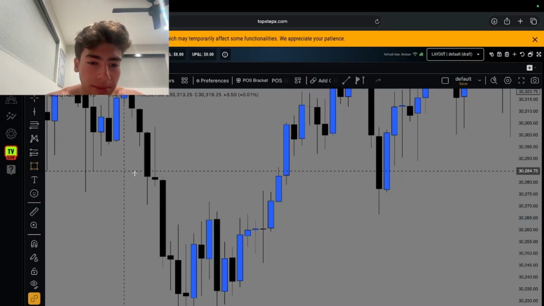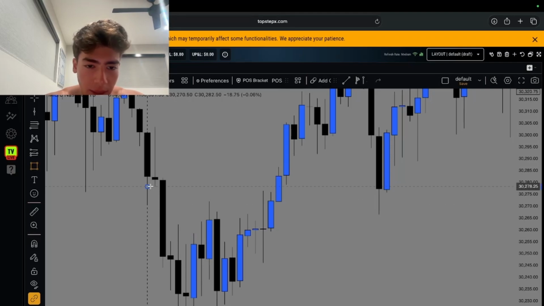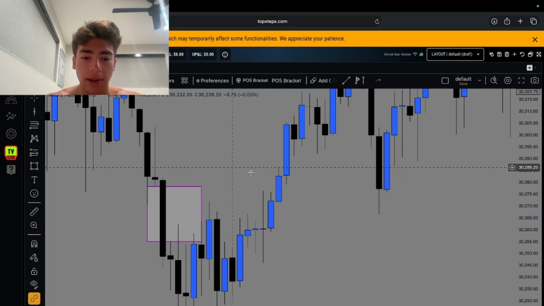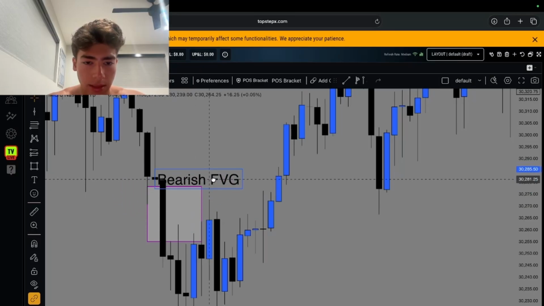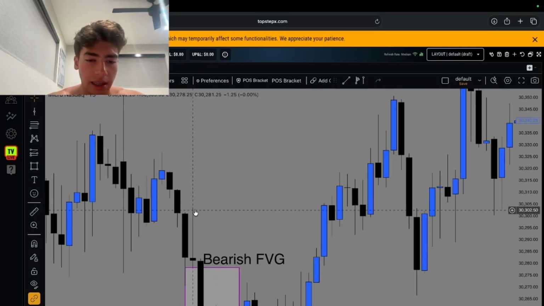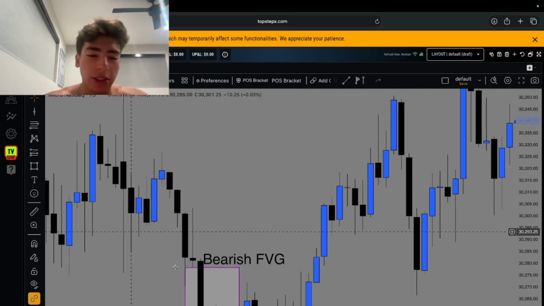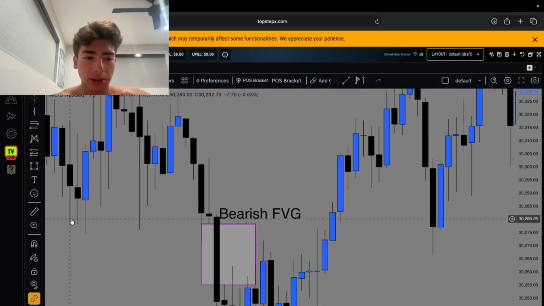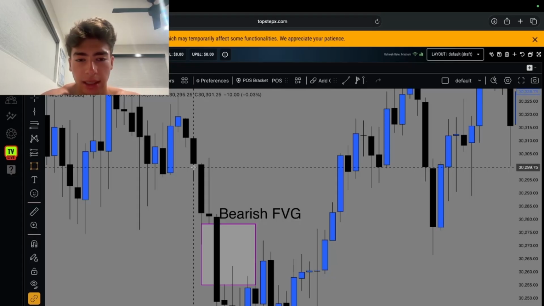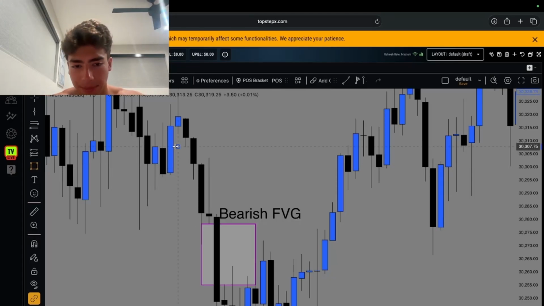I'm going to do it again. It's this wick to this wick, and what's left there? It's that gap, right? Okay, that is a bearish fair value gap. Look, I'm able to spot them out like nothing, and you will also be able to do that. It just takes a little bit of practice watching the market, and you'll be able to spot them super easily.